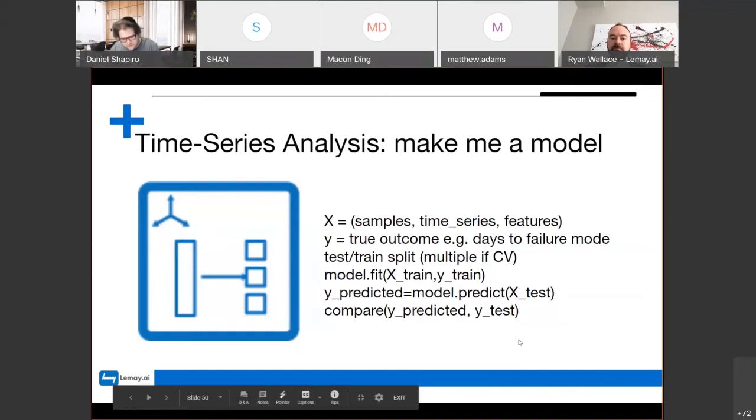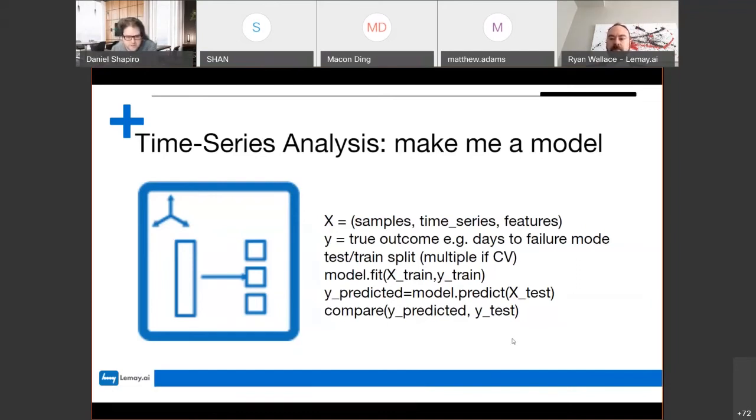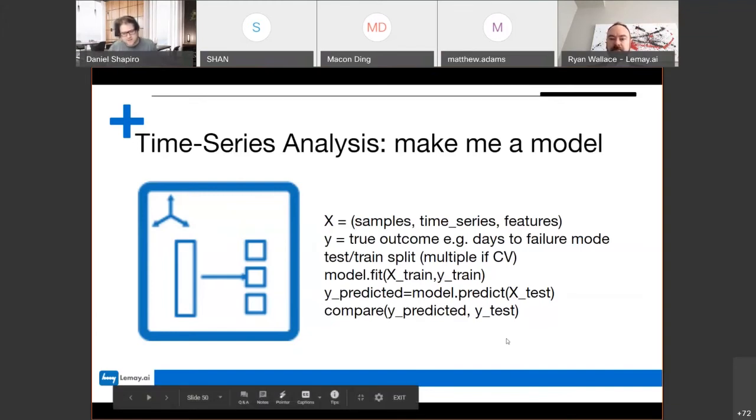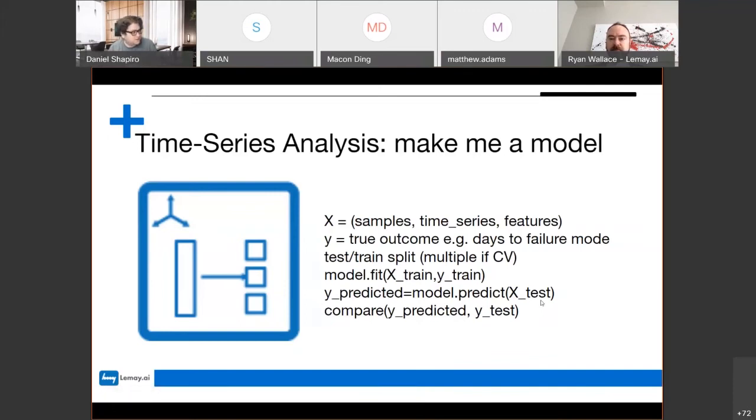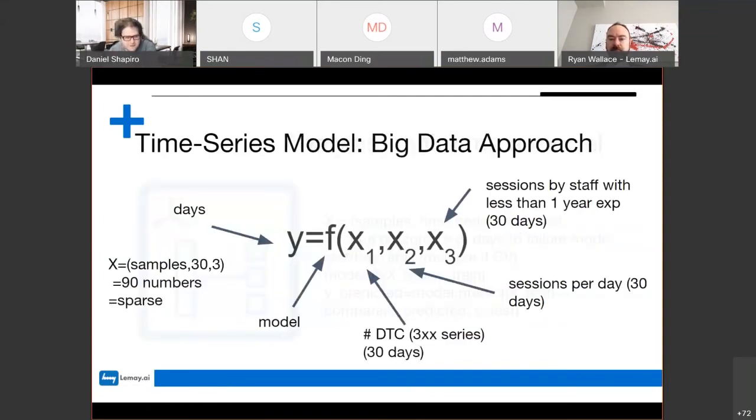That double split approach gives you more confidence in what you're seeing, the generality of what you're seeing. And so just to go back to the basics, you want to make sure that on this X test that wasn't used for training, you can make predictions that are real, that are useful, better than our spreadsheet. There we go.